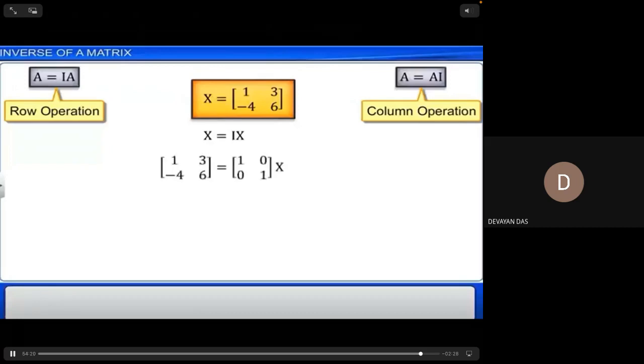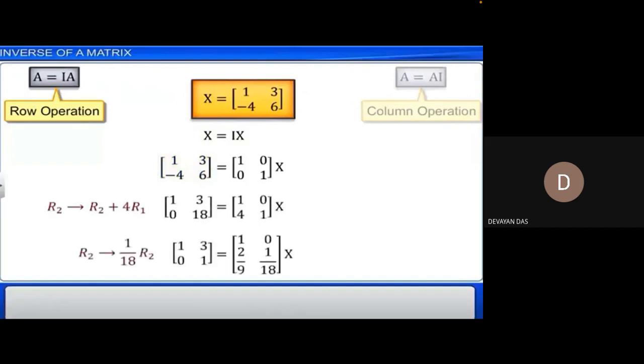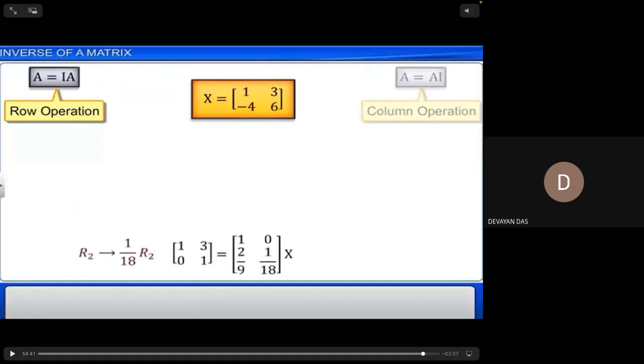So see here, where have we multiplied the I? On the left side, so only row operations should be performed here to get the inverse of the matrix. Our intention is to convert this left hand side matrix 1 3 minus 4 6 into 1 0 0 1. Whatever row operation you apply on this matrix, the same row operation should be applied on the identity matrix also. I am going to show this point again.